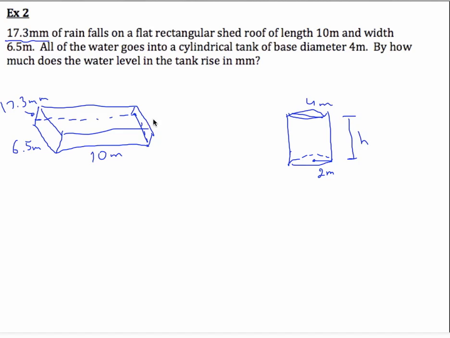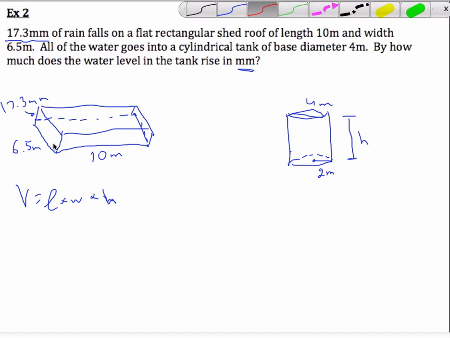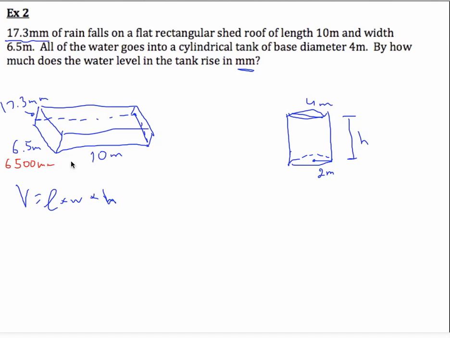Okay, so first of all, we're going to find the volume here. The volume is length times width times height. Okay, but we need the same units. And notice we want to find our final answer in millimeters. So it might be easier to change everything to millimeters right now. Alright, let me write that in red. So 6.5 meters, to get millimeters, I multiply by 1,000. 6,500 millimeters, and this is going to be 10,000 millimeters.